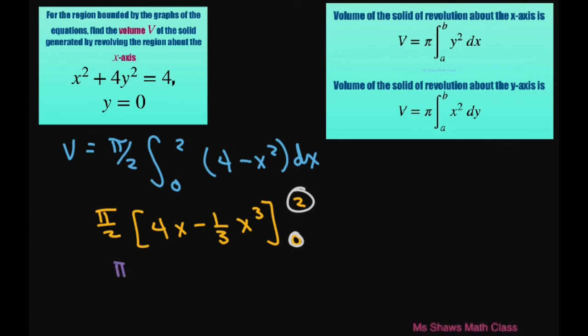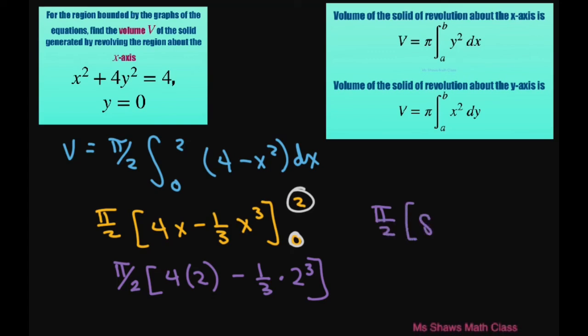So you get pi divided by 2 times (4 times 2 minus 1/3 times 2 cubed). So this is going to be pi divided by 2 times (8 minus 8 thirds). And this is going to simplify to 8 pi divided by 3. And that is your final answer.